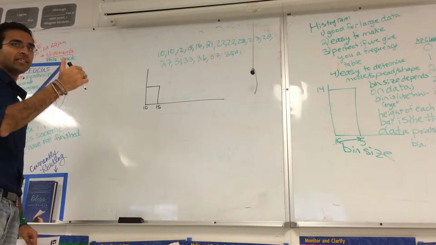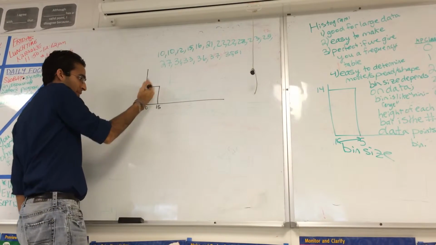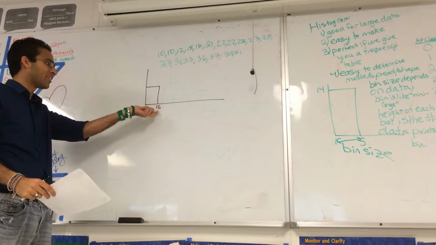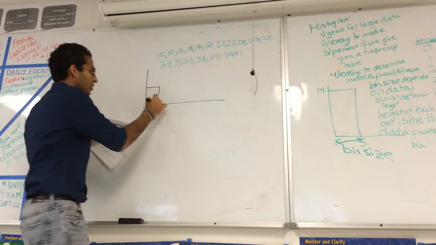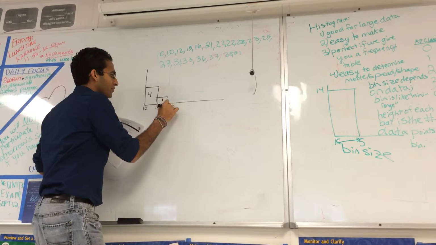Now I go 15 to 20, so there's one number. Do not double count the 15. You already put that in this bin. You have a choice which one you want to do, but just be consistent. So I put the 10 to 15 in here. So this is only going to be, so this would be 4. This is 1 from 15 to 20.